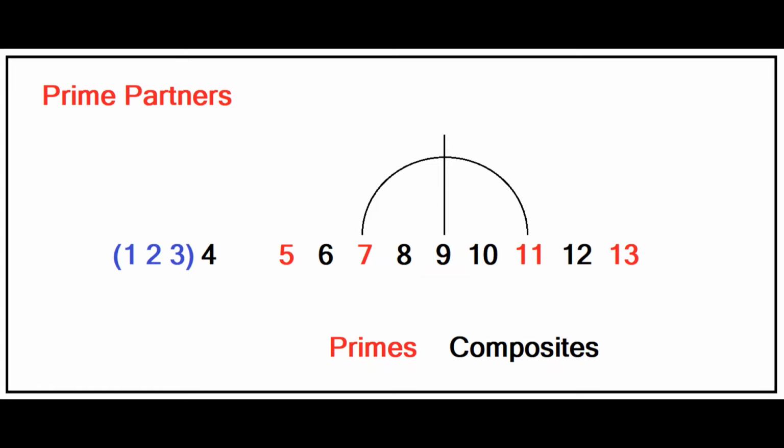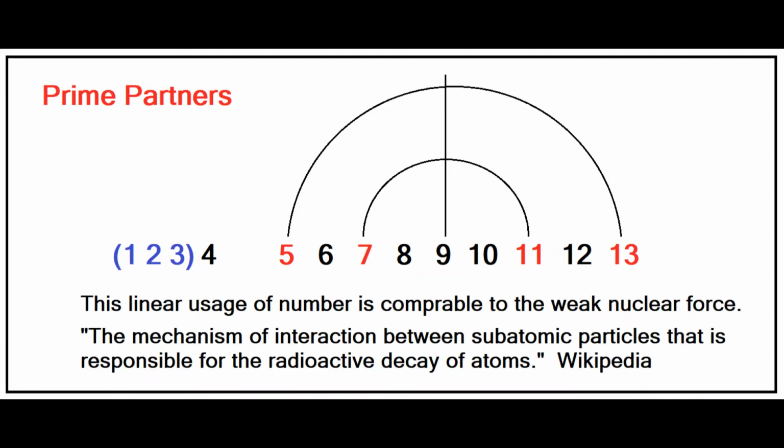Prime partners are symmetric to the center point of each piece of geometry. There's only one number between 7 and 9 and one number between 9 and 11. Here the next prime partners symmetric to center point 9 are 5 and 13, and they're also shown connected by an arc. There are 3 numbers between 5 and 9 and 3 numbers between 9 and 13.